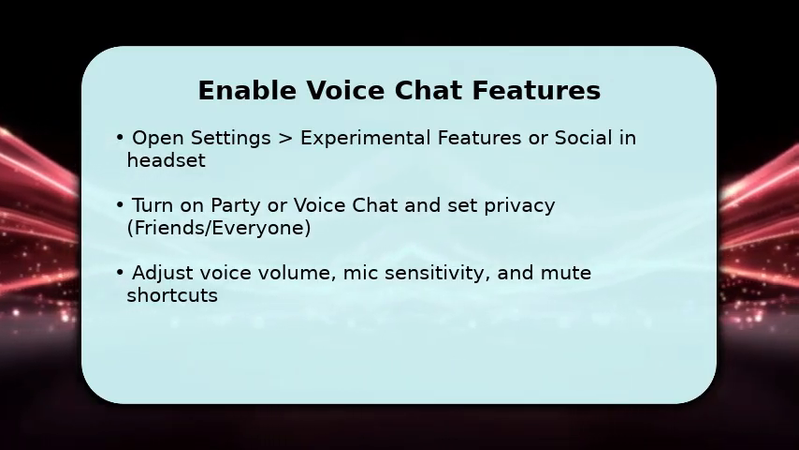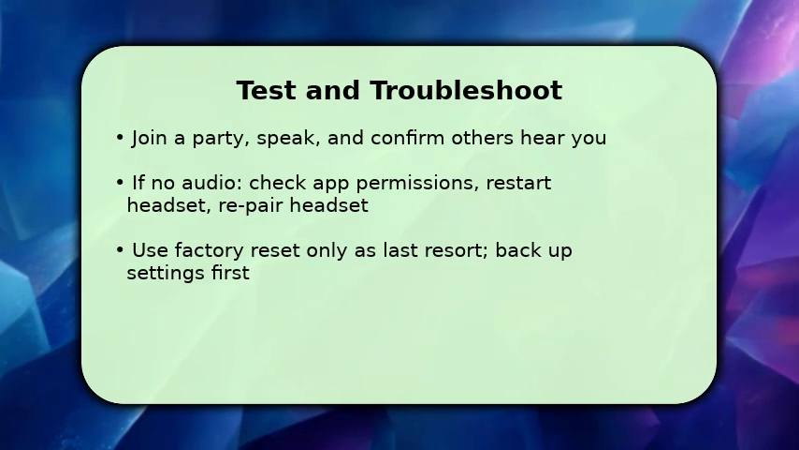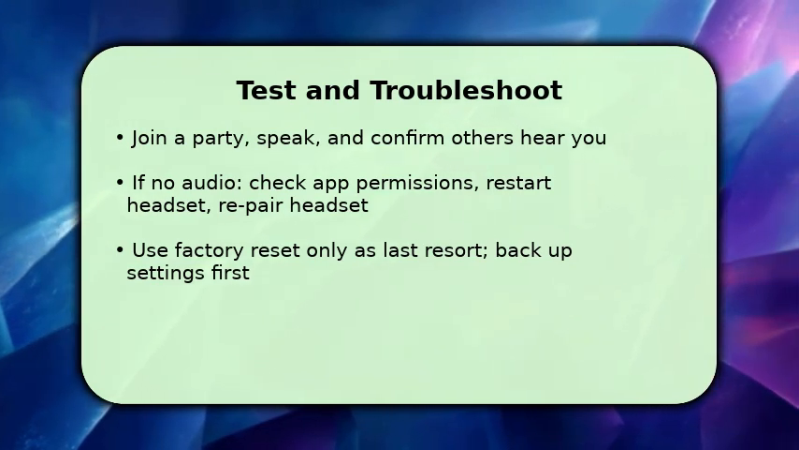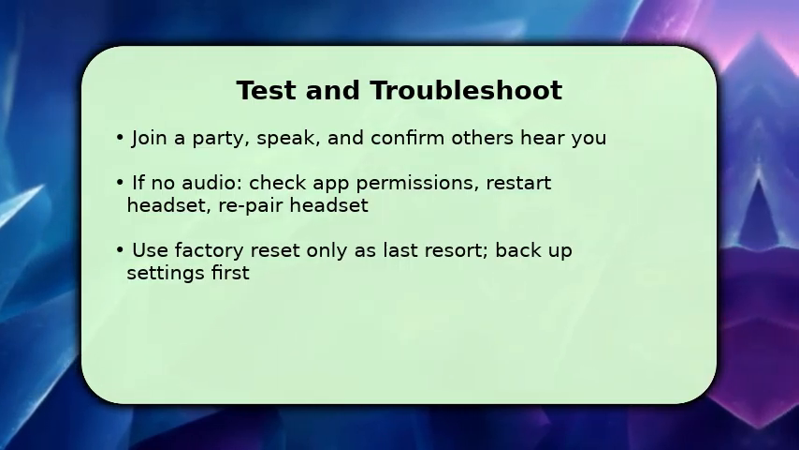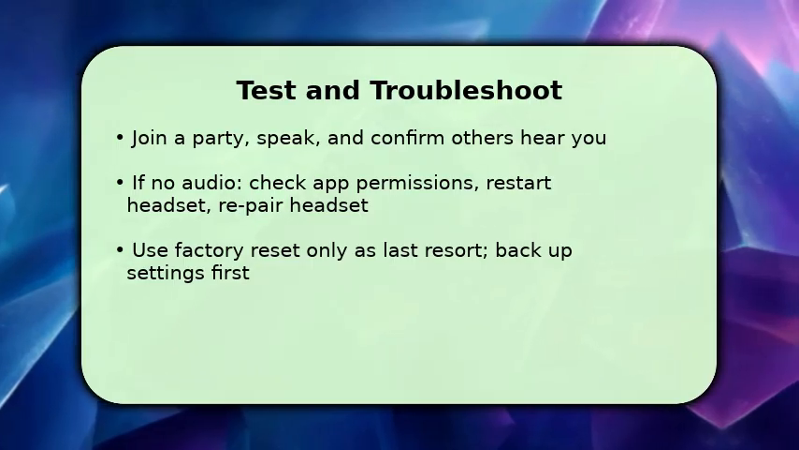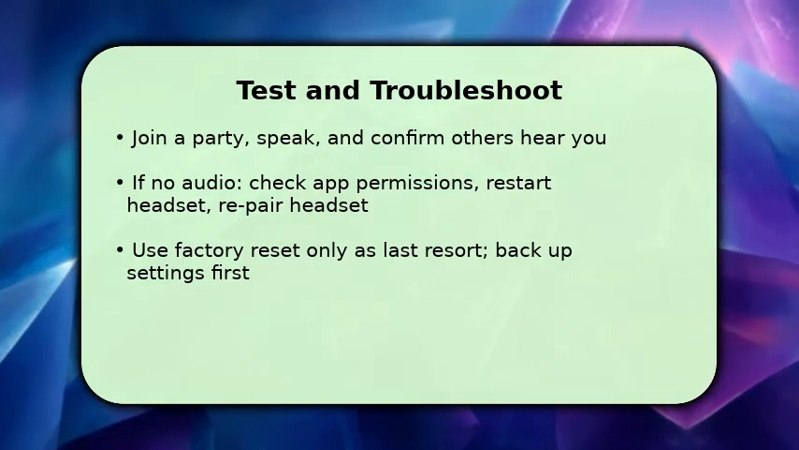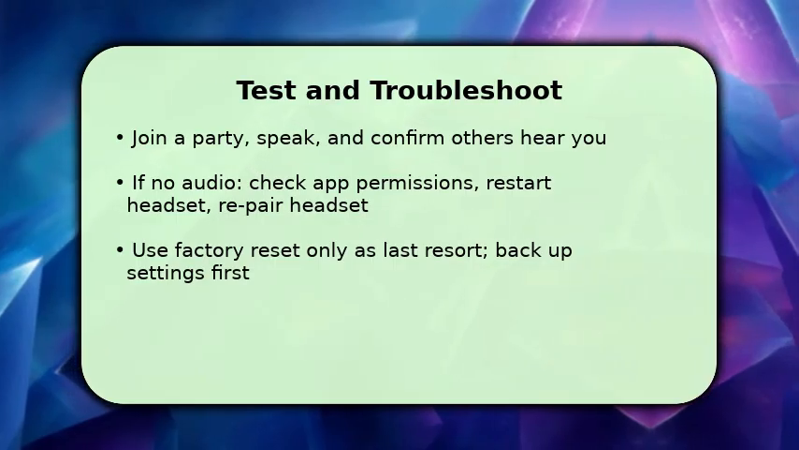Finally, test voice chat by joining a party and speaking. Ask someone to confirm audio quality. If others can't hear you, make sure app and system mic permissions are enabled, then restart the Quest 2 and the companion app. Re-pair any Bluetooth headset. Also check headset volume and mic sensitivity again.